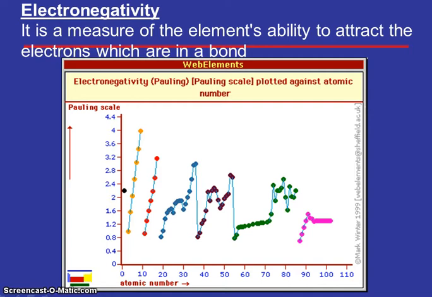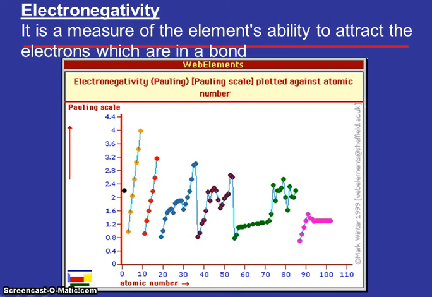Now let's deal with electronegativity. It's a measure of the element's ability to attract electrons in a particular bond. And again, looking at a graph, we've got atomic number along the x-axis. We've got the electronegativity value, or the attraction of electrons in a bond, along our y-axis. And we're going to see again a clear-cut pattern that arises. As we go across a period, our electronegativity increases.